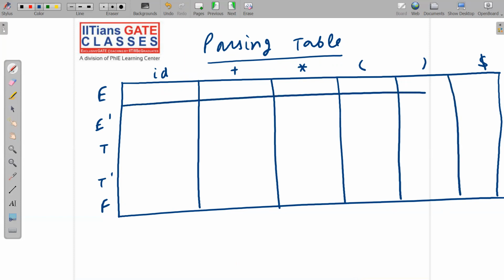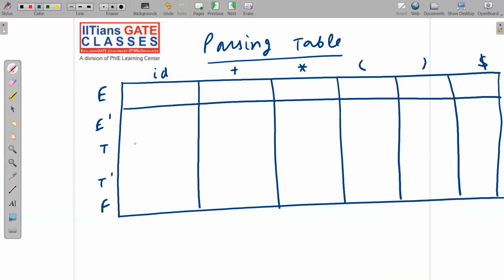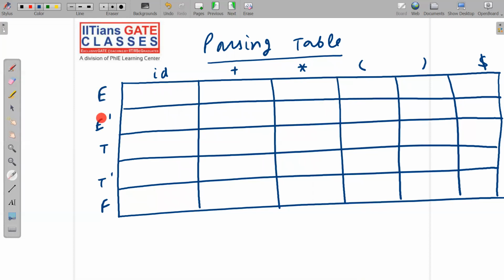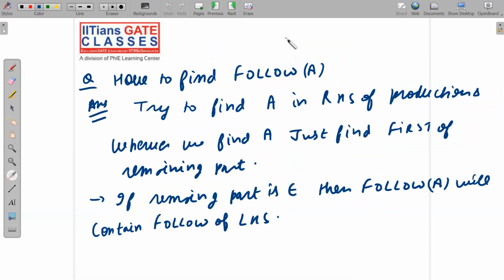So a very basic question which can come in almost every competitive exam is the number of cells in this table. Try to give me the answer: how many cells are there in this table? This is a very simple question. We will directly count the non-terminals: 1, 2, 3, 4, 5. Five non-terminals, and terminals 1, 2, 3, 4, 5, and 1, that is 6. So 6 into 5, that is 30. So we have 30 cells in this table.